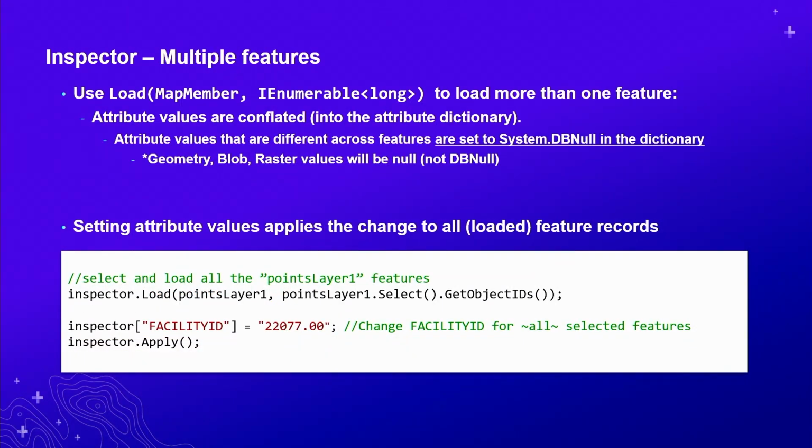Multiple features: if you're updating multiple features with hopefully the same attribute value, you can certainly load those into the inspector. Syntax is map member, load in a list or a collection, I should say. It's usually an IEnumerable of long, which is the OIDs. How you get those, you can get it from a selection, or from a row cursor, which we don't talk about here much, but I think Narelle uses it in an example. And then once you've loaded them all in, hopefully they have the same field. In this case, you can see the example facility ID. We're just going to set it to the same number, and all those facilities will get that attribute on inspector apply. You can also work it with EditOperation.modify. In this case, I'm just using the inspector apply here.